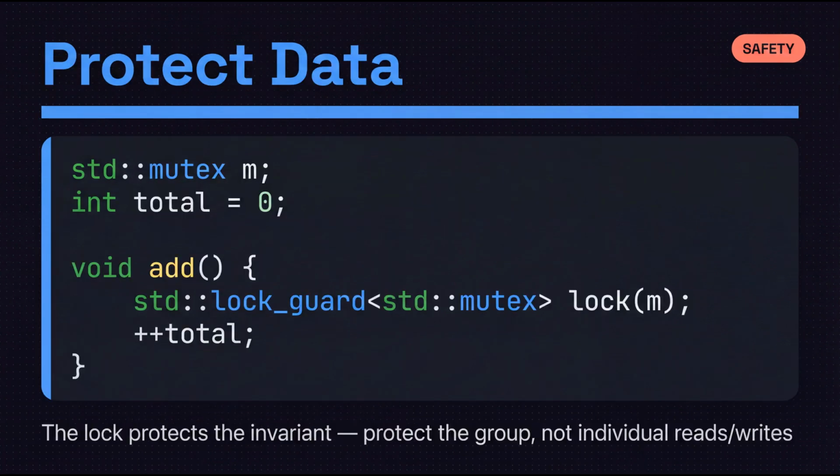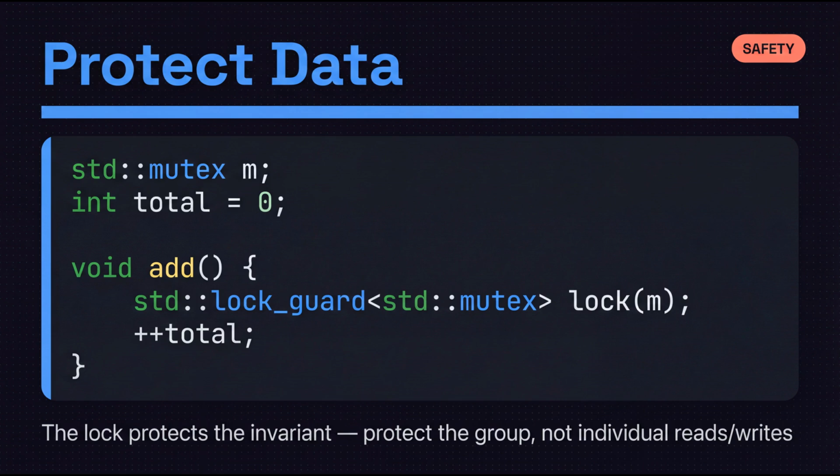When multiple threads access the same data, you need synchronization. Here we have a mutex called m and a shared integer total. The add function creates a lock guard, which locks the mutex on construction and unlocks it on destruction. While the lock is held, only one thread at a time can execute ++total.